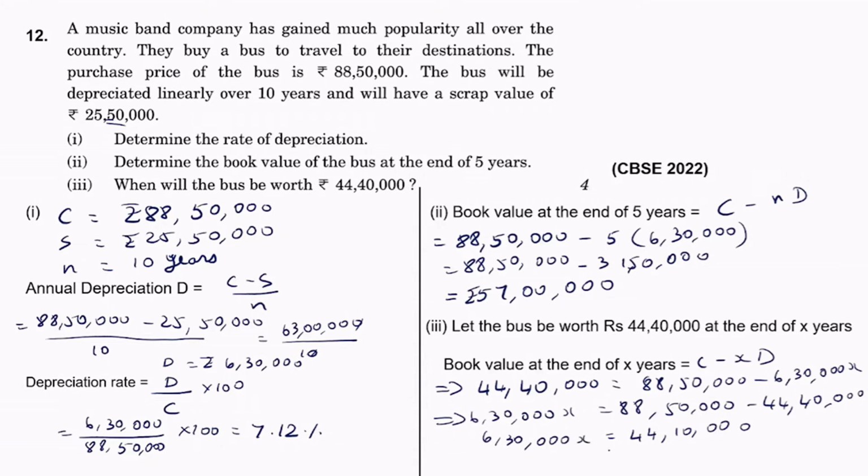6,30,000 X is equal to 44,10,000. So here all these zeros will go. So from this we have X is equal to 441 divided by 63. Now this is equal to 7. So it is 7 years. So the bus will be worth rupees 44,40,000 at the end of 7 years.